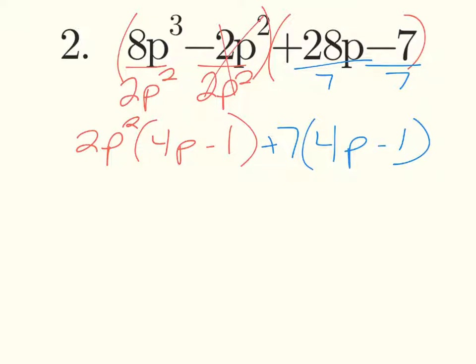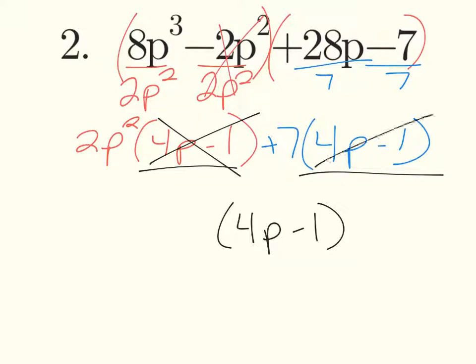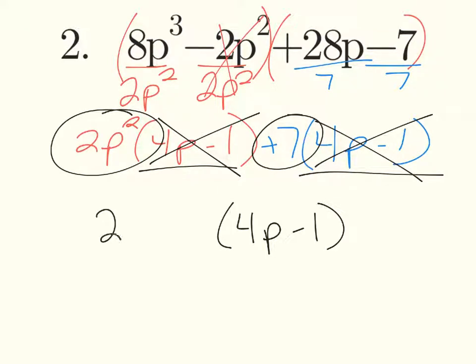If you do not have this and that being the same, that means you did something wrong in your factoring of each pair. Okay, so my factors are now 4p minus 1. That takes care of those. And we have those two left. 2p squared plus 7.